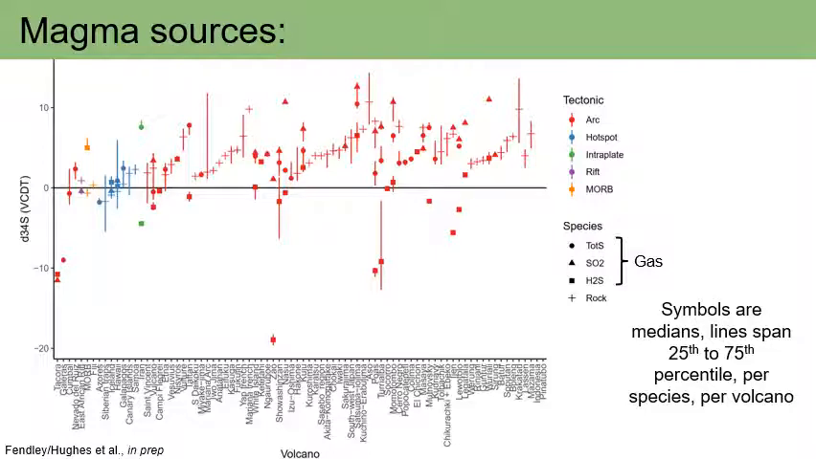So let's explore the large-scale trends in the dataset by looking at all the data together. The first pattern that jumps out at you is that these red data points, the data from arc systems, tends to be more positive in sulfur isotope space than data from hotspots or other tectonic environments. It also seems to exhibit a larger range of values, even for a single volcano.